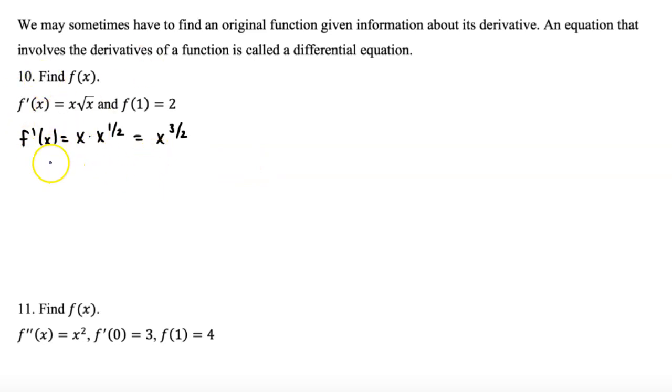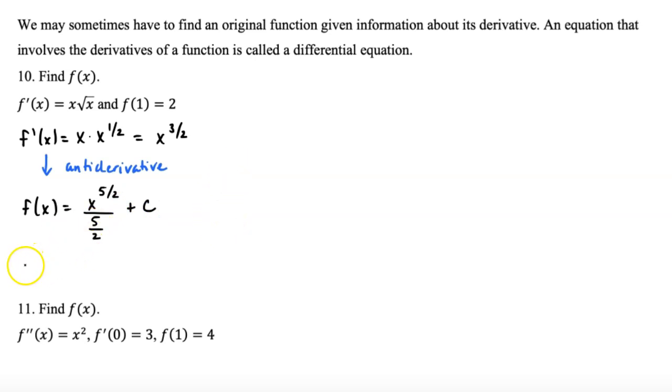So now I'm taking the antiderivative to get to the original function. So now I've got f of x is equal to, I know that my power rule for antiderivatives is that I'm taking this base, I'm adding 1 to that power. So 3/2 plus 1 is going to be 5/2. And I'm dividing by that new power of 5/2. I remember I have that plus c on the end of each antiderivative.